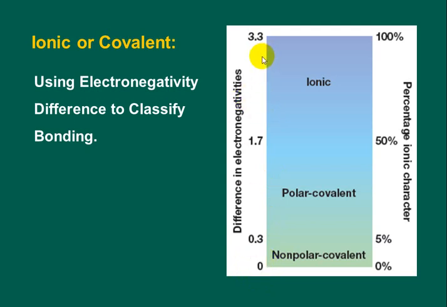If the electronegativity difference lies between 0 and 3.3, the ionic character decreases from 3.3 to 0. As you move up, the ionic character increases, and as you move down, the ionic character decreases. For example, if the difference between the two atoms equals 0, it's 0% ionic character. If the difference equals 0.3, it is 5% ionic character. If the electronegativity difference is 1.7, it is 50% ionic character. And if it's a 3.3 difference in electronegativity, it is 100% ionic.